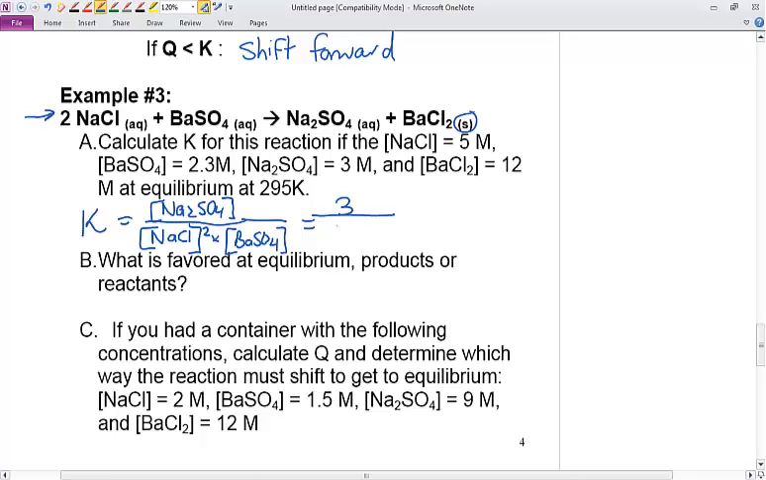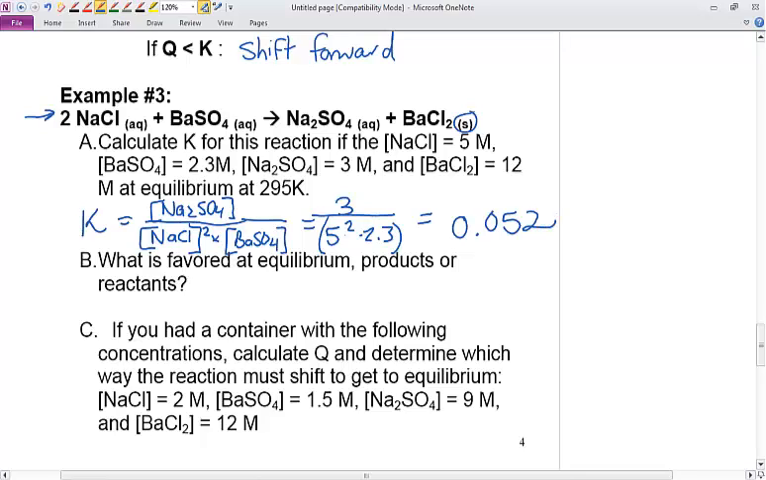NaCl has a concentration of 5, but that's squared because of its coefficient. And BaSO4 is 2.3. So plug and chug in your calculator, and I believe you get 0.052. It's a pretty small number.